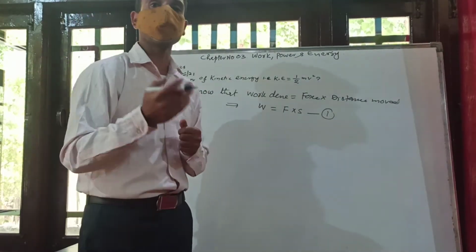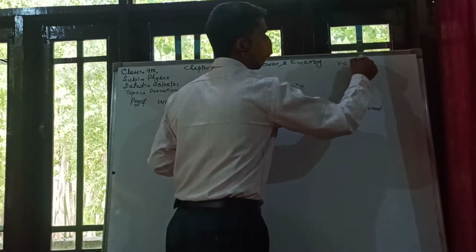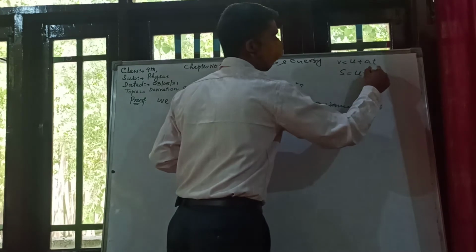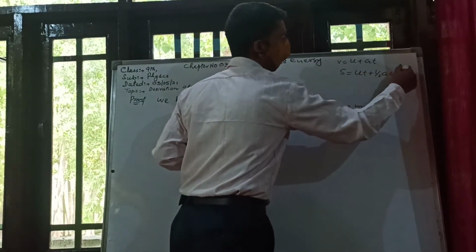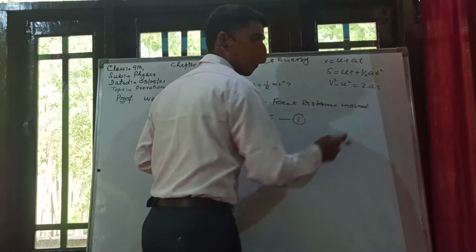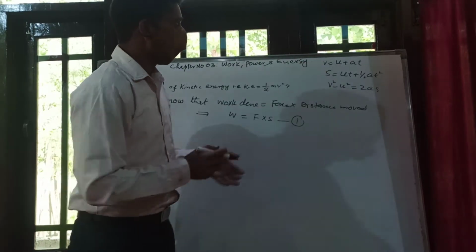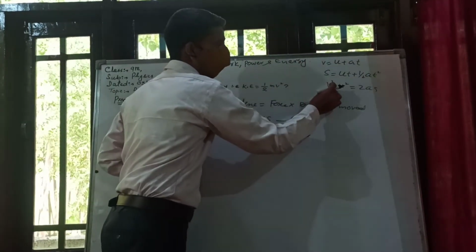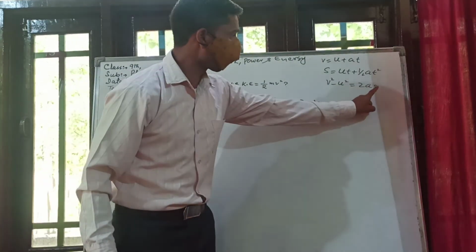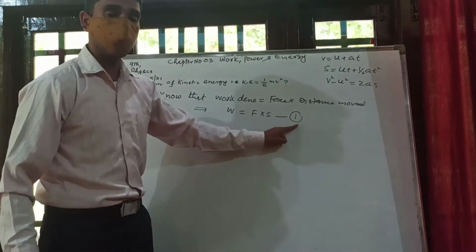We have also discussed in chapter first, there are three equations of motion. One is v is equal to u plus at. Second equation is s is equal to ut plus 1 by 2 at square. And third equation is v square minus u square is equal to 2as. We have derived these equations one by one. Out of these three equations, we have to use this one, because s is present here. We will find the value of this s, and then that value will be substituted in this equation.